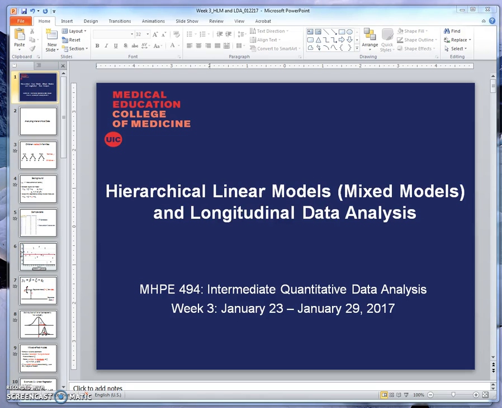This week we will cover hierarchical linear models and longitudinal data analysis. All of these models that we will talk about fall within a general model called the mixed model. And depending on the tradition that you work in, for example, if you're in psychology or in education or in sociology, or even in medicine and other fields, they use different names for these types of specific regression models.